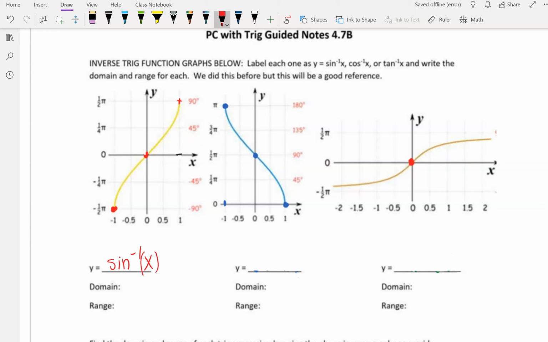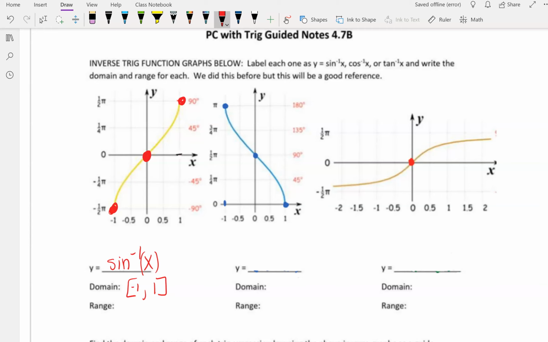And I know that because it goes through the origin, because sine of 0 is 0. And then domain is how far left and right it goes. It goes to -1 on the left, +1 on the right. So the domain is from -1 to +1, inclusive.